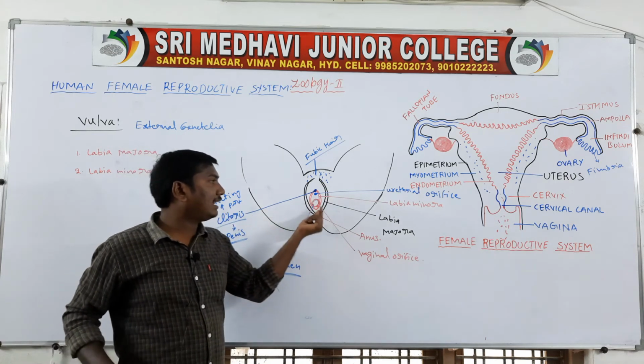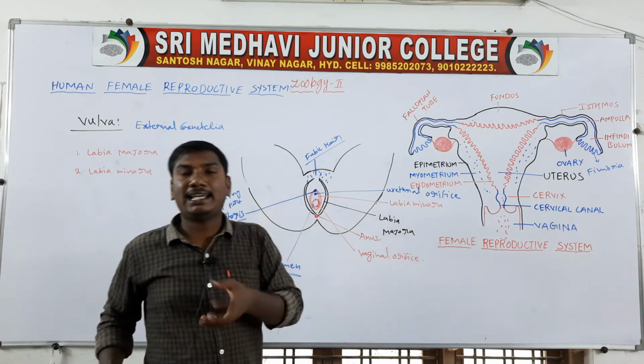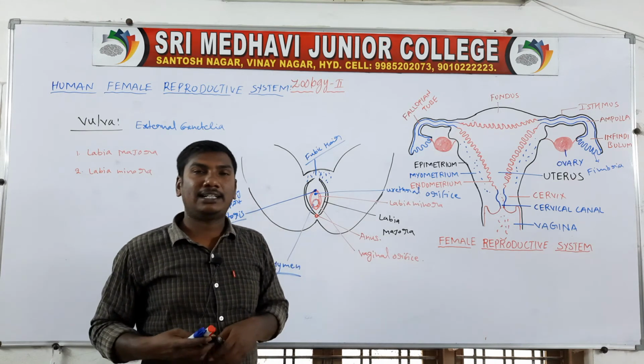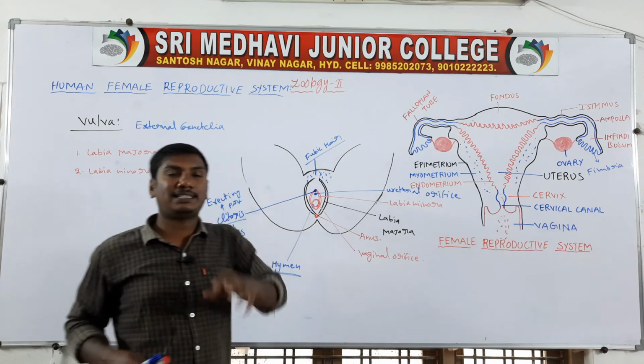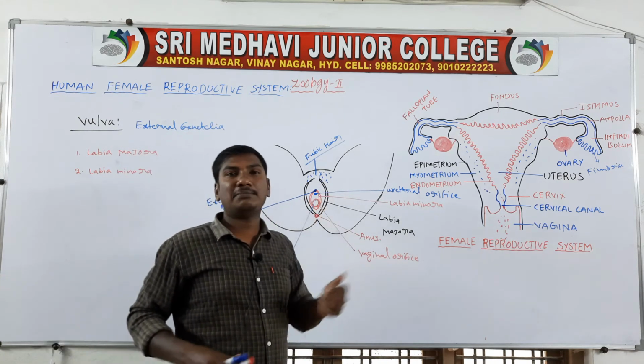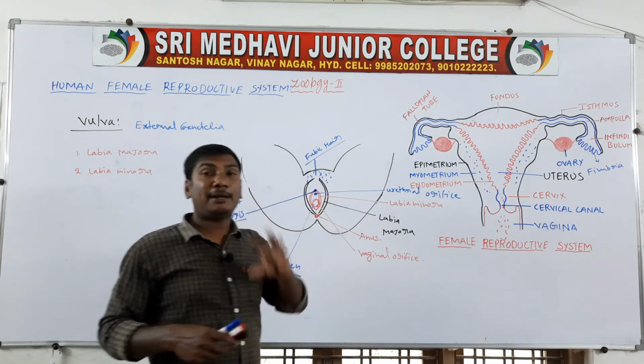Next, the vagina is partially covered by a layer called the hymen. The hymen is ruptured during the first sexual participation, and at that time there may be blood or pain.